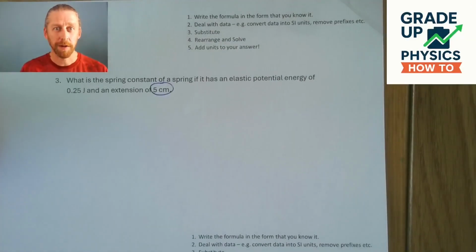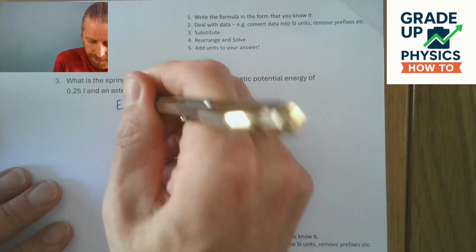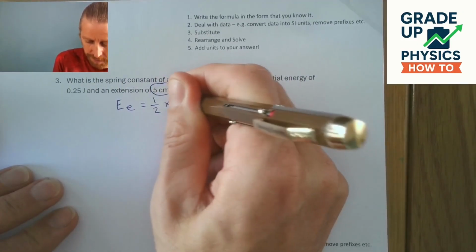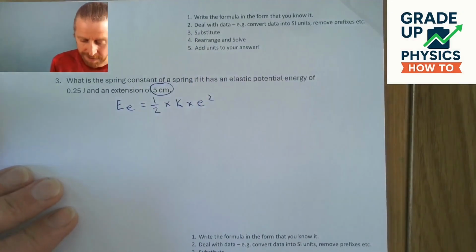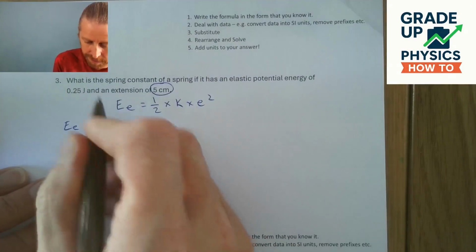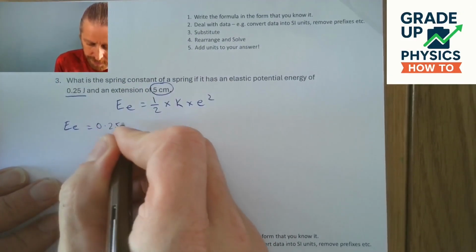Okay, so I hope that went well. Let's have a quick zip through and see how it went. So as usual, we'll start off with our formula in the form that we know it. So our elastic potential energy is a half times our spring constant times by extension squared. Let's deal with our data, do this down the left hand side. So our elastic potential energy is 0.25 joules.